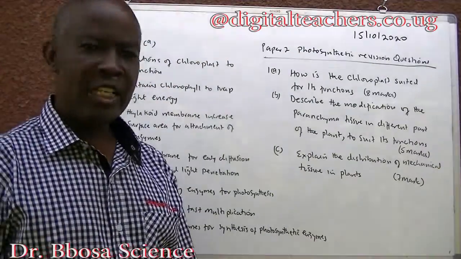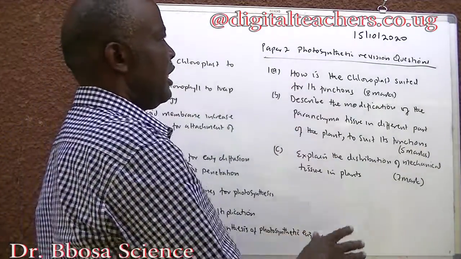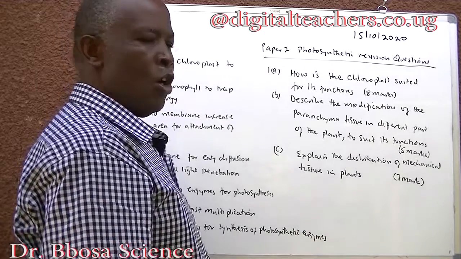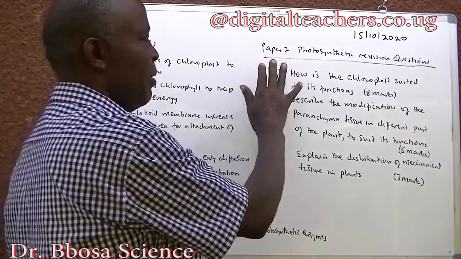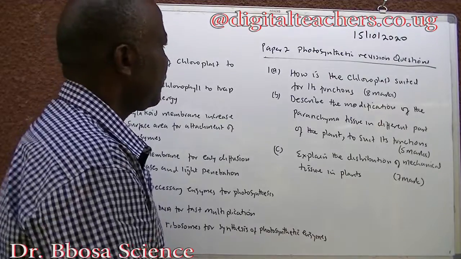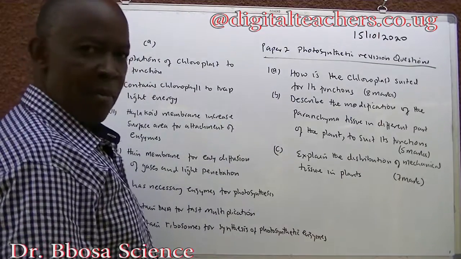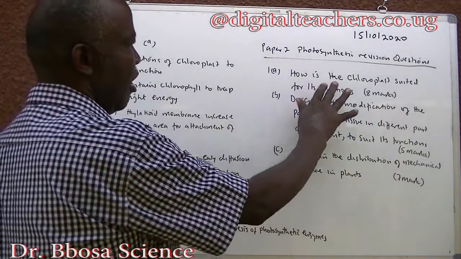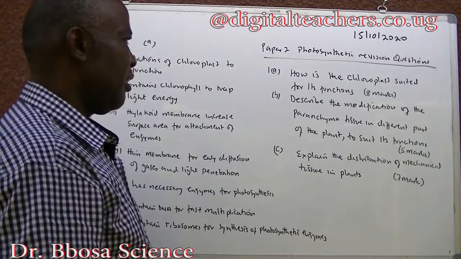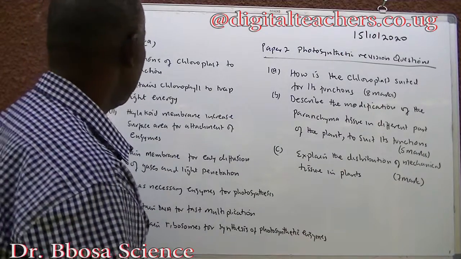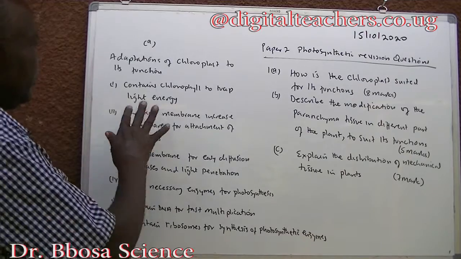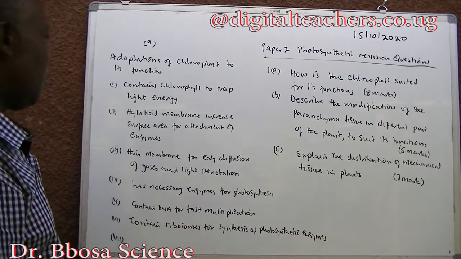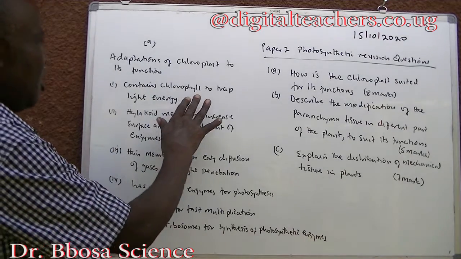Today, we are going to revise photosynthesis questions in paper 2. Number 1, A. How is the chloroplast suited for its function? Then you look at the adaptation of the chloroplast to its function.